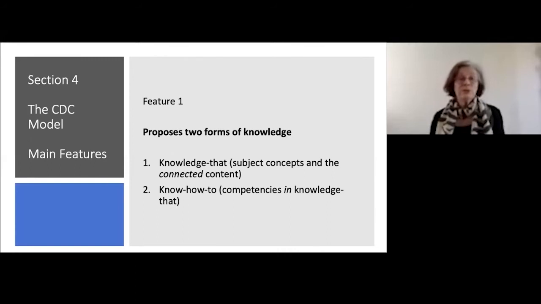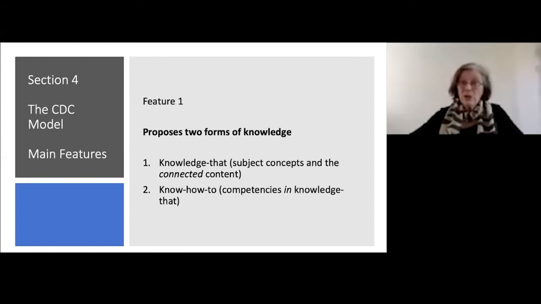Now I want to turn to section 4 of this talk, and I want to talk about the main features of the CDC model, ones that I've referred to when I've described the model, and I just want to emphasize their importance. First feature is that the model proposes two forms of knowledge. The first one is knowledge that, and that's the subject concepts and the connected content. Of course, there are more forms of knowledge, knowledge why, knowledge what, and so on, but we use the term knowledge that for that main connection. Now, there is also the knowledge form know how to, and that's the competencies, and importantly, competencies in knowledge that.